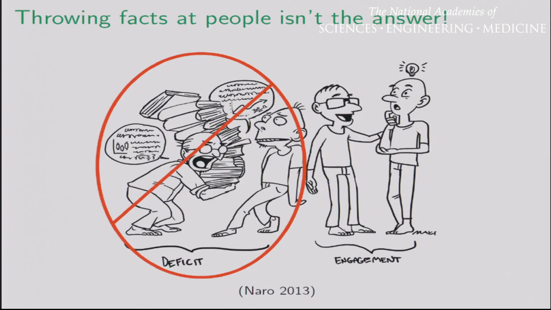So the bottom line is we need to think carefully about the messages we use instead of just throwing science and facts at people. That's rarely an effective approach, but we can only find that out if we test the messages we use.